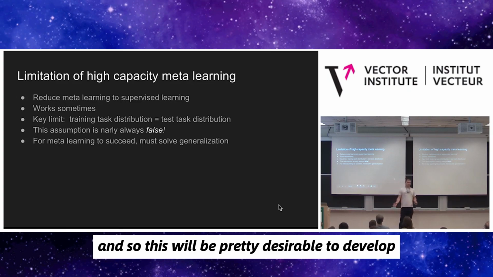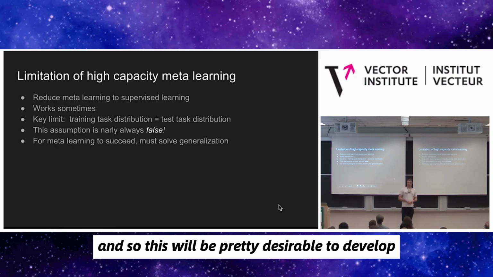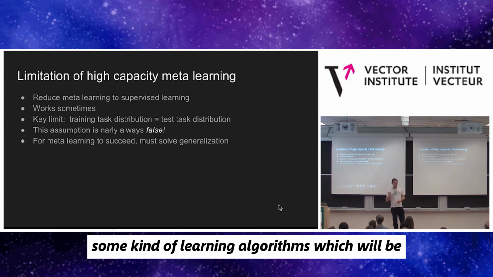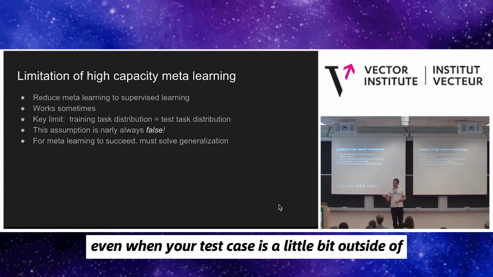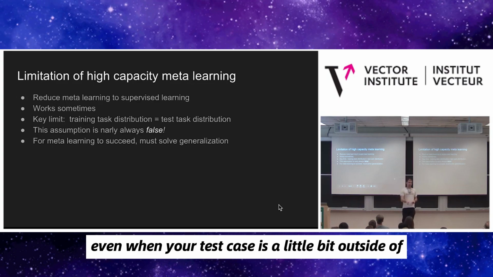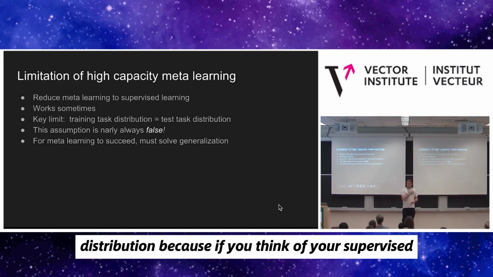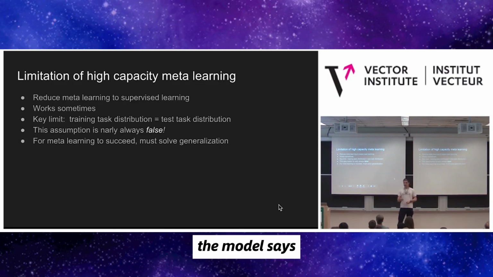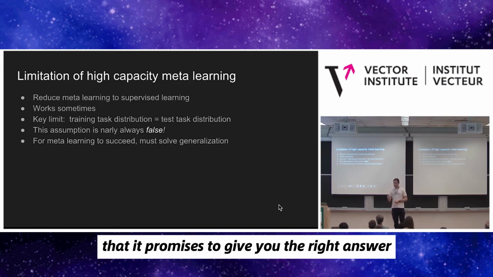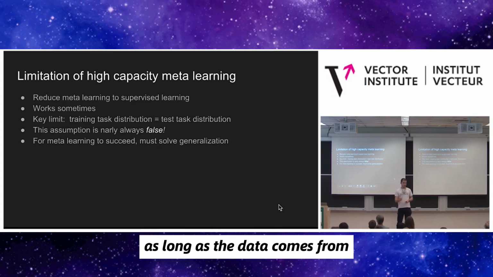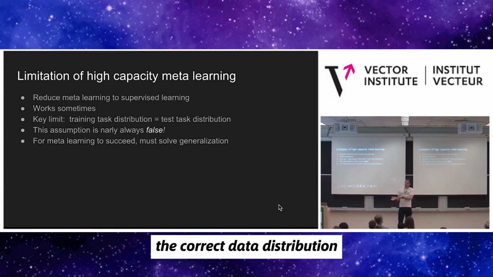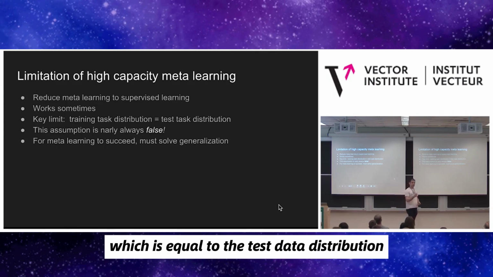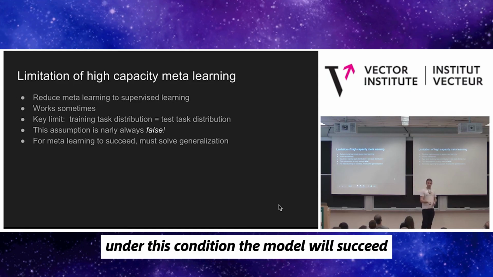And so it will be pretty desirable to develop some kind of learning algorithms which will be successful even when your test case is a little bit outside of distribution. Because if you think of your supervised learning contract, when you do supervised learning, you have a contract with the model. The model says that it promises to give you the right answer as long as the data comes from the correct data distribution, the training data distribution, which is equal to the test data distribution. Under this condition, the model will succeed.